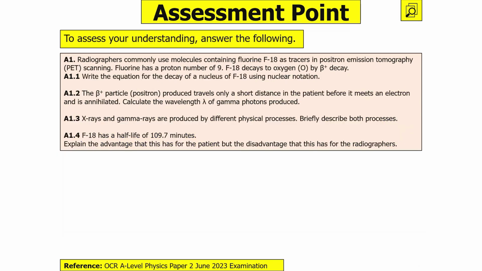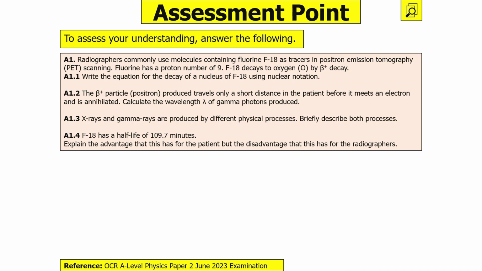Radiographers commonly use molecules containing fluorine-18 as tracers in positron emission tomography scanning. Fluorine has a proton number of 9. Fluorine-18 decays to oxygen by beta plus decay. Write the equation for the decay of the nucleus of F18 using nuclear notation. The beta particle, the positron, produced travels only a short distance in the patient before it meets an electron and is annihilated. Calculate the wavelength of the gamma photon produced.